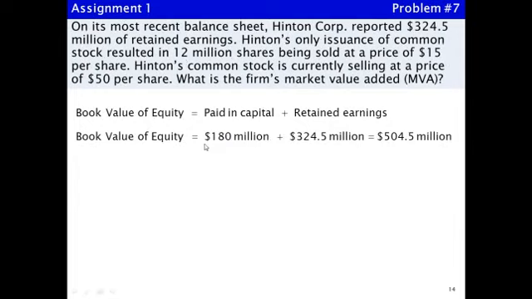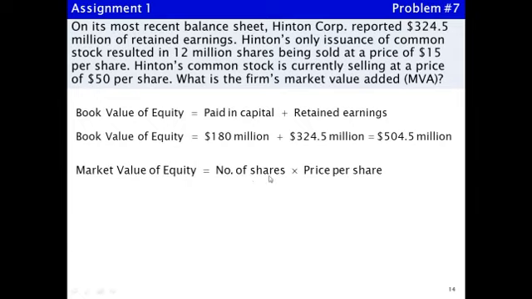Shareholders have provided $180 million of equity capital to the firm. The firm has reinvested $324.5 million in net income. That's the retained earnings. That's additional equity contribution, kind of an indirect contribution, if you will. This would be the direct contribution. This is money that could have been paid as dividends that it wasn't, but instead reinvested. The total book value of equity on the firm's balance sheet would be $504.5 million.